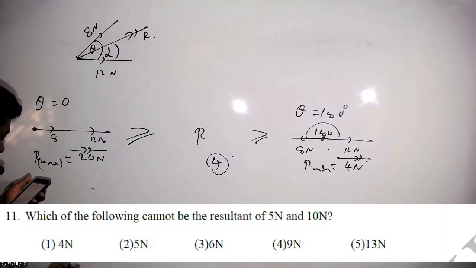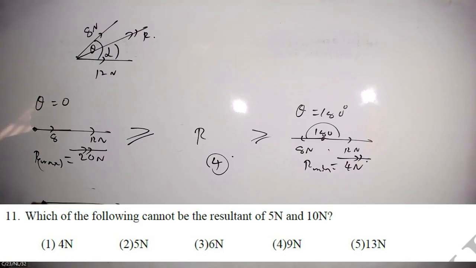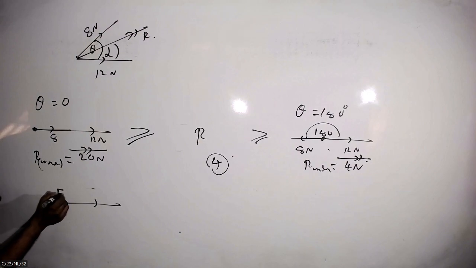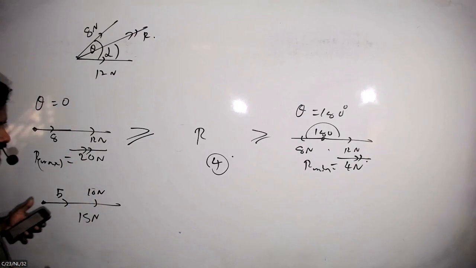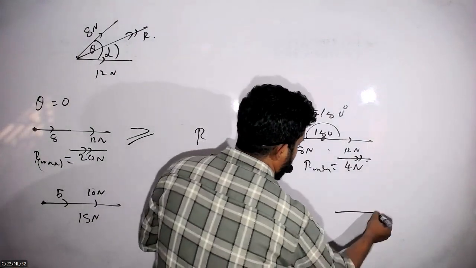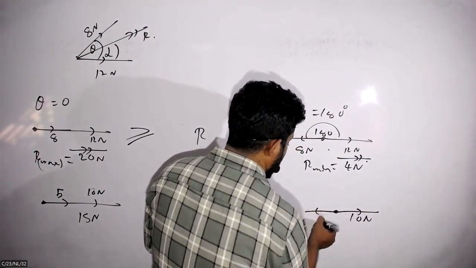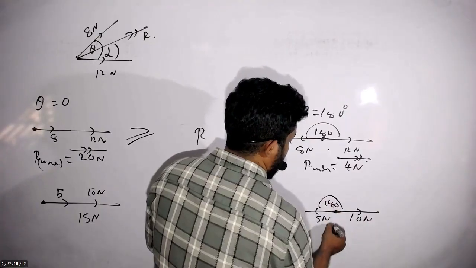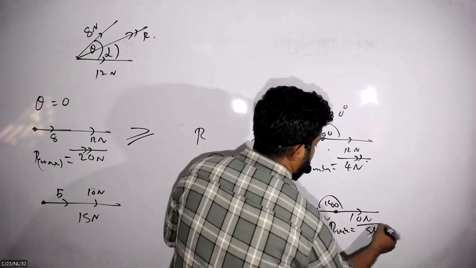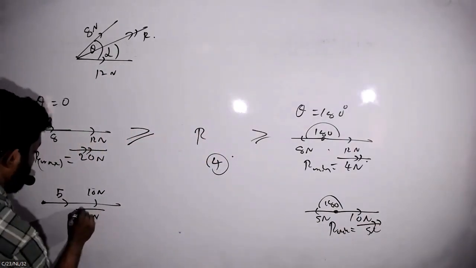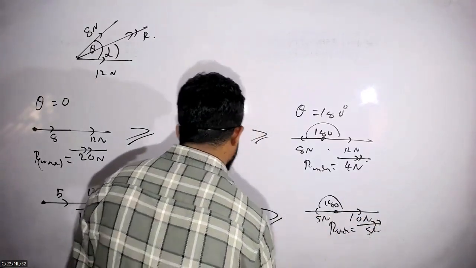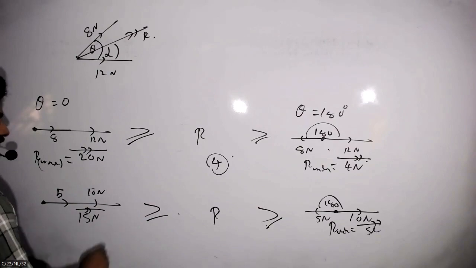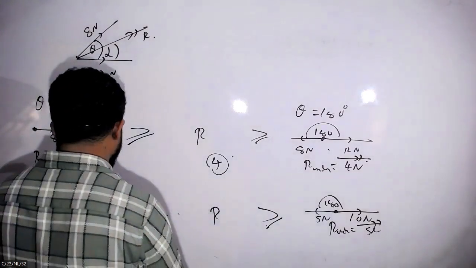Which of the following cannot be the resultant of 5 Newton and 10 Newton? Same way, you can identify the maximum resultant. The maximum resultant they can produce is 5 and 10, 15 Newton, when the angle between the two vectors is 0, when they are acting in the same direction. The minimum resultant they can produce is 10 minus 5 when they are acting in opposite directions. Our minimum is 5 Newton. Therefore the resultant of the two vectors should be equal to or greater than 5, equal to or less than 15. It should lie between 5 and 15, right?